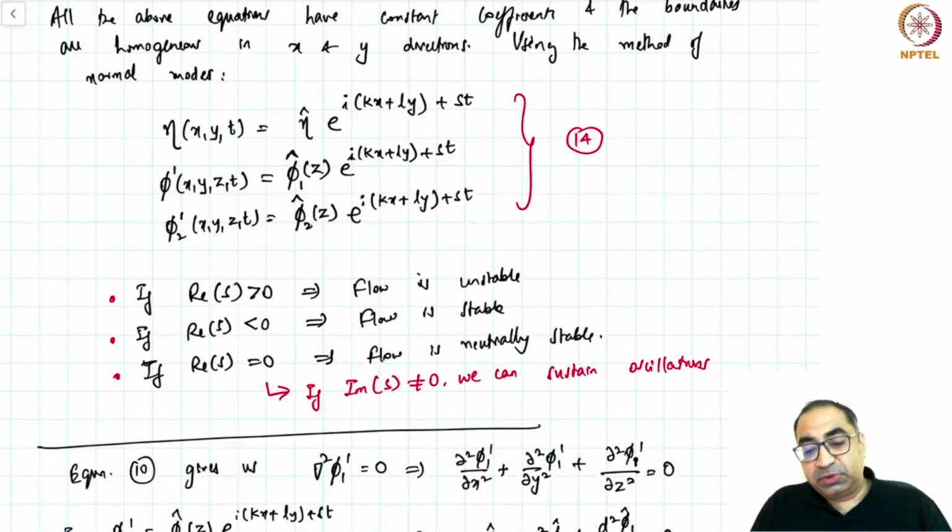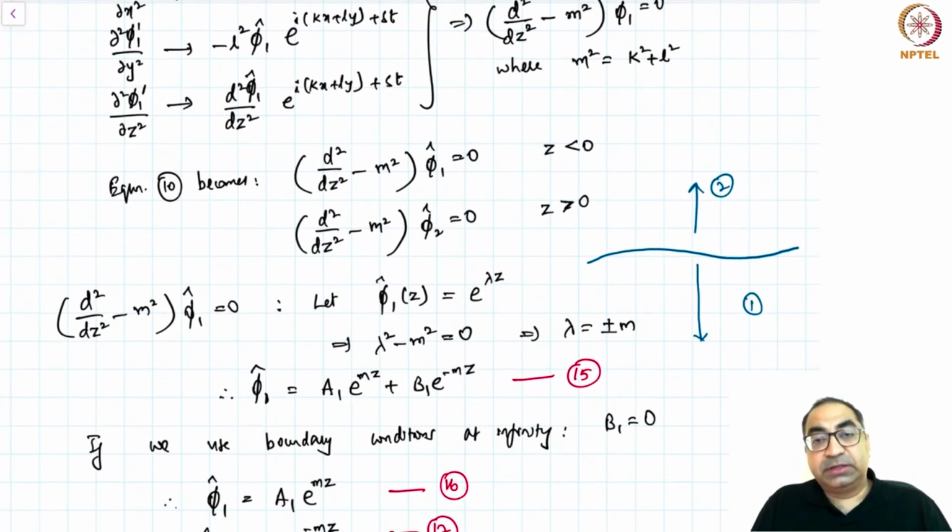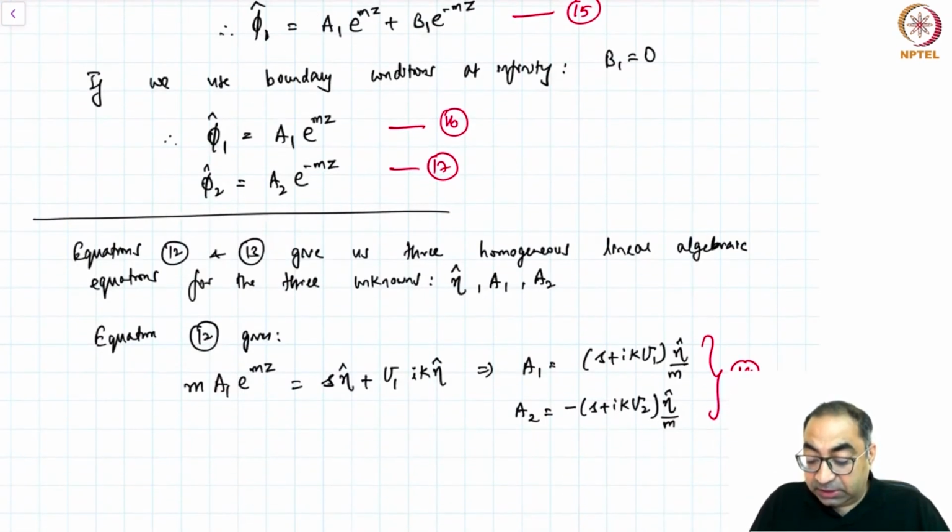We then employed the normal mode analysis for the linearized equations. We finally got a simple result for the perturbation velocity potential. The perturbation velocity potential was found to just decay exponentially away from the interface. The amplitudes of the eigenfunction, that's A1 and A2 on both sides of the interface, were expressed in terms of the perturbation for the interface position. This is where we ended the previous lecture.